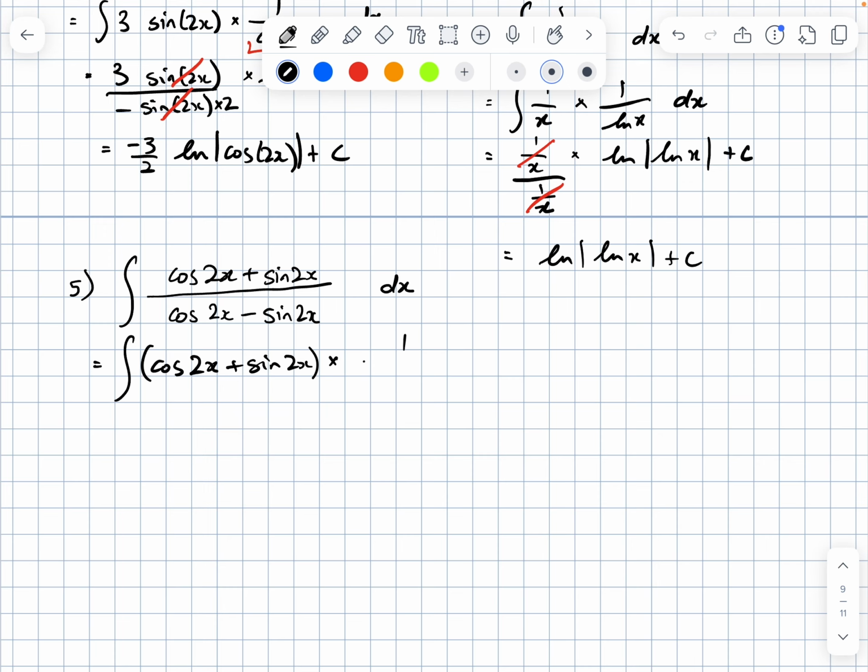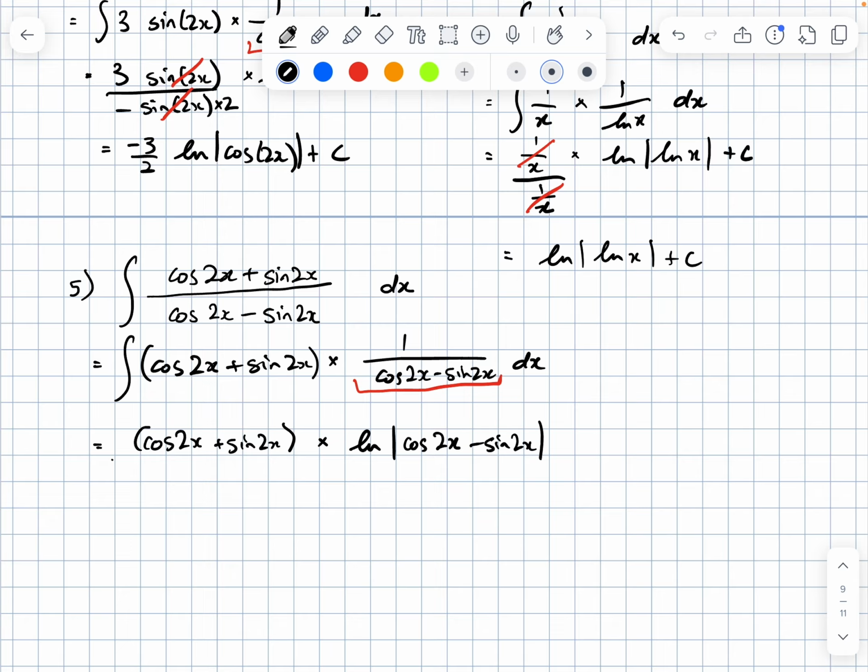Times by 1 over cos 2x minus sine 2x. And then we're going to just integrate that section there. We get the cos 2x plus sine 2x times ln of cos 2x minus sine 2x. And then we're going to divide by the derivative of that bracket plus c as well.